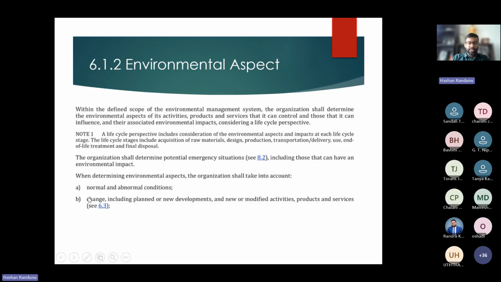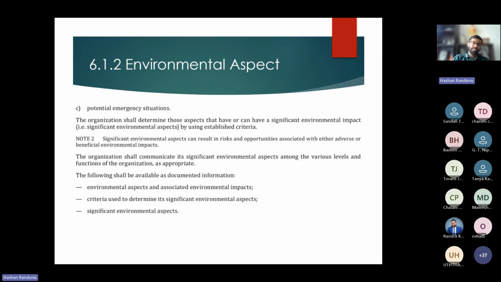And then the standard says the organization shall determine potential emergency situations, including those that can have an environmental impact, right? When determining environmental aspects, the organization shall take into account normal and abnormal conditions, change, including planned or new developments, and new or modified activities, products, and services, and even potential emergency situations.